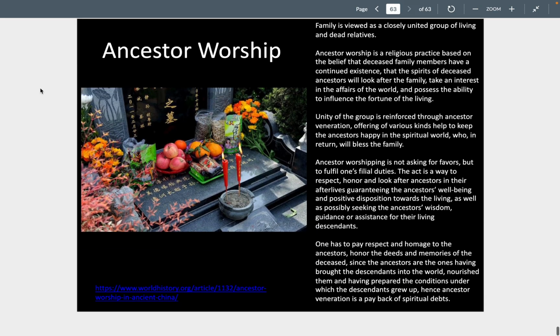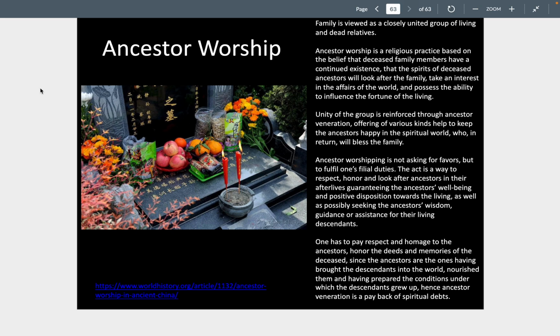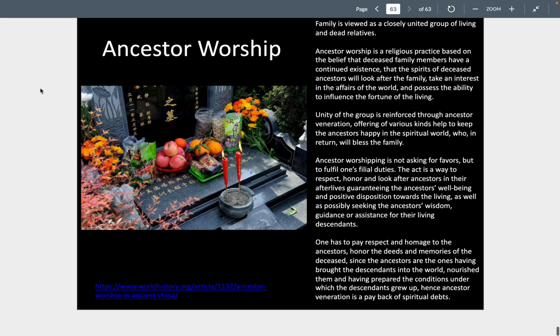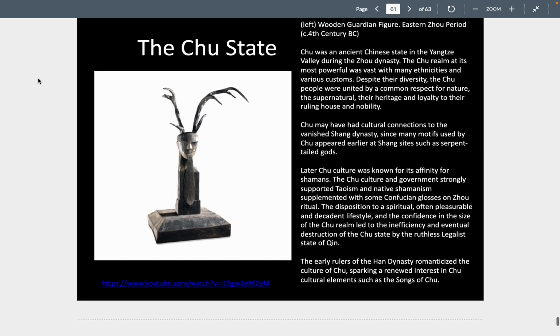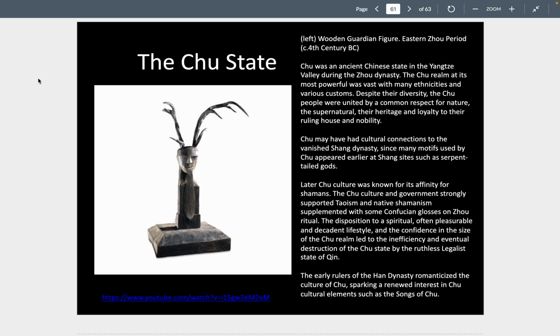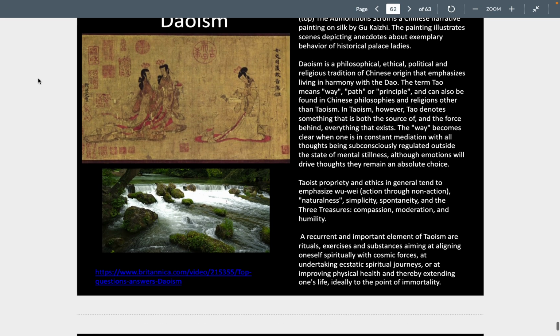In spirits and gods, what we find in China is an assortment of local spirits and natural forces that relate to rivers and mountains and crops. In the Chu people in southern China, we find that they have very shamanistic qualities that are very similar to other shamanistic qualities that we would find in our studies.